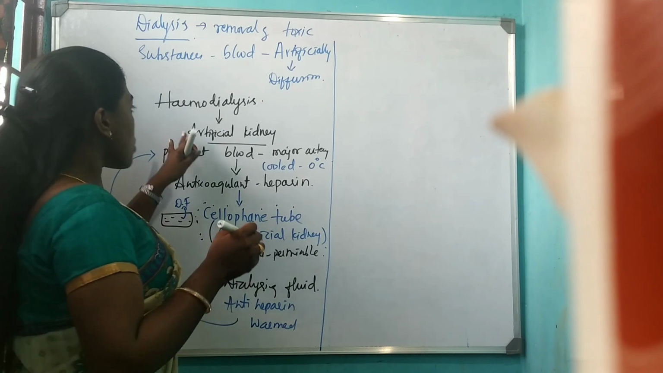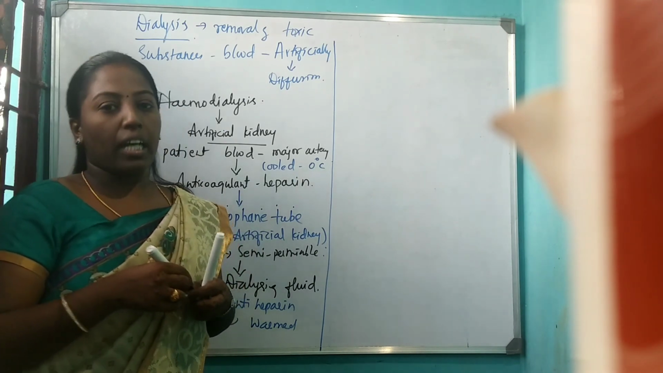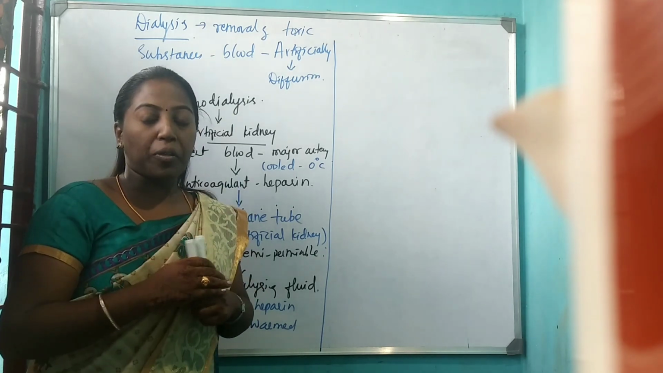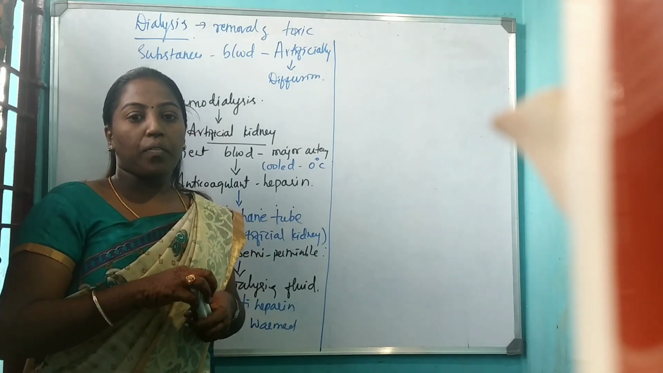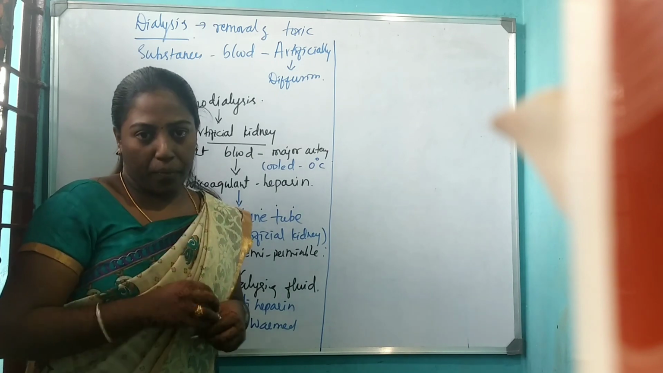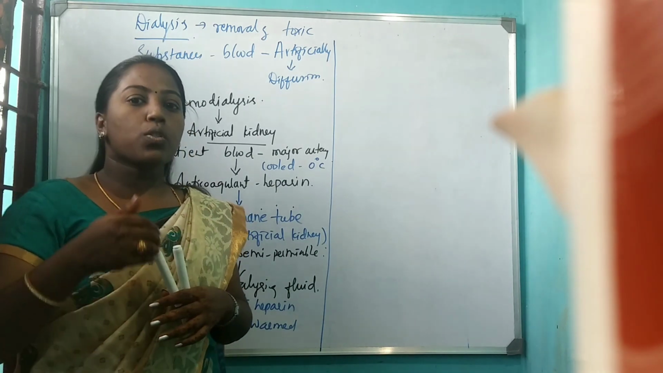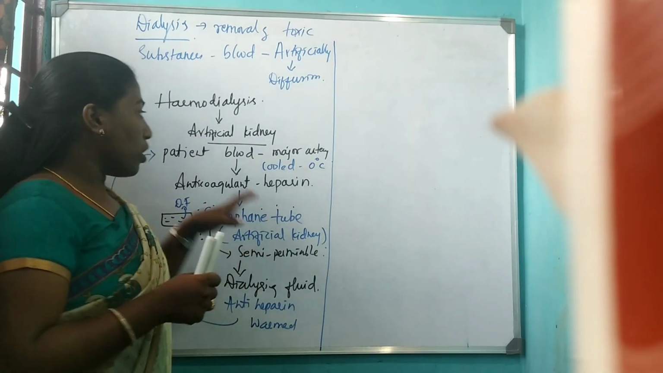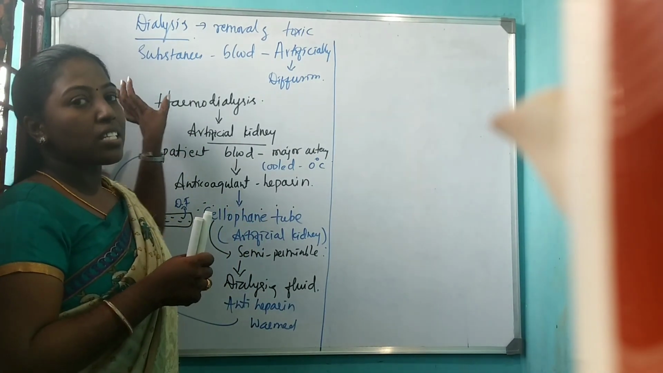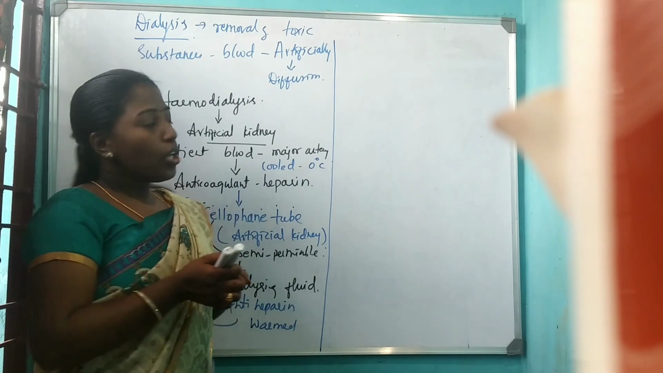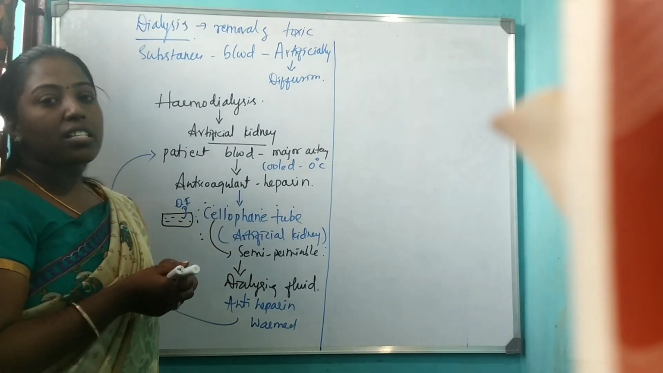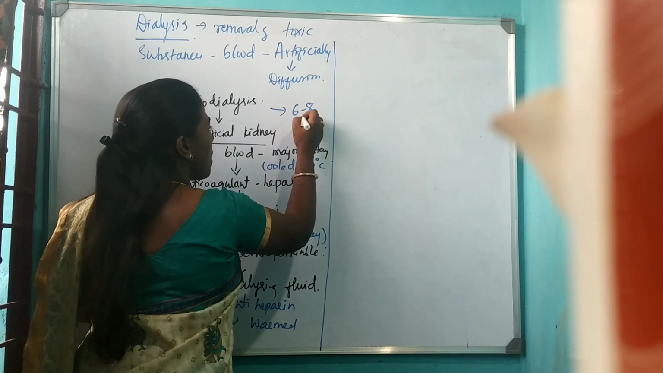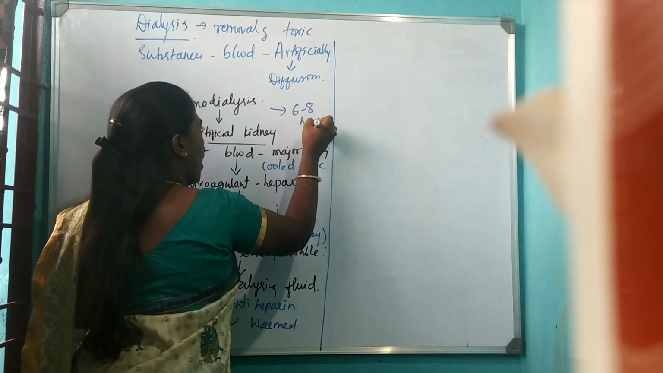This is called hemodialysis. It is actually a boon for patients who have uremia. So what is uremia? The malfunctioning of the kidney is the condition we call uremia. For those patients, hemodialysis is considered a boon. This process takes around 6 to 8 hours to perform.